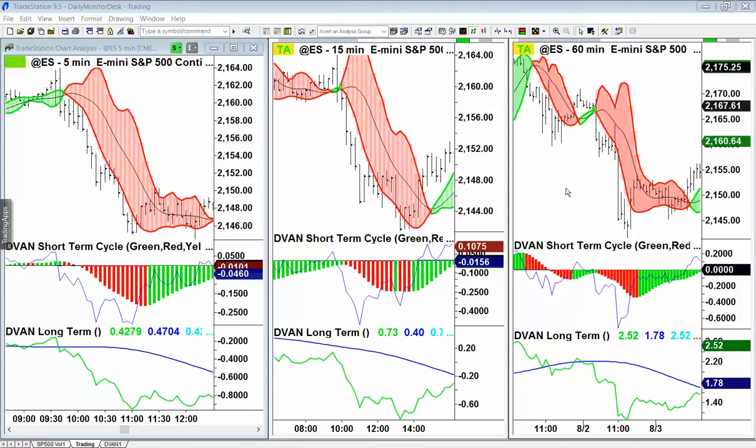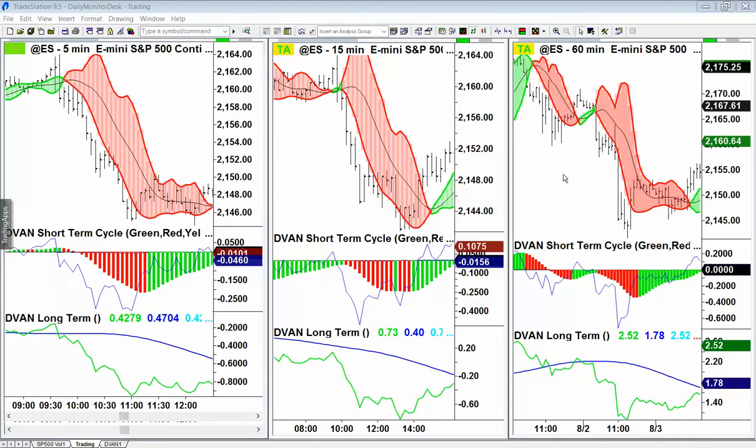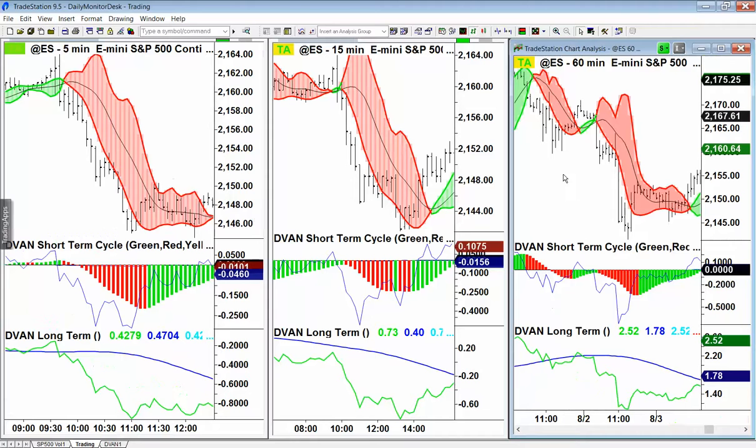We're looking at the DVAN SmartLines package on the TradeStation trading app store. Looking at a 5, 15, and 60-minute chart on the ES, the S&P E-mini futures contract. I wanted to go over a specific trade setup that we see very often with the SmartLines package, and how we would identify that, enter and exit.